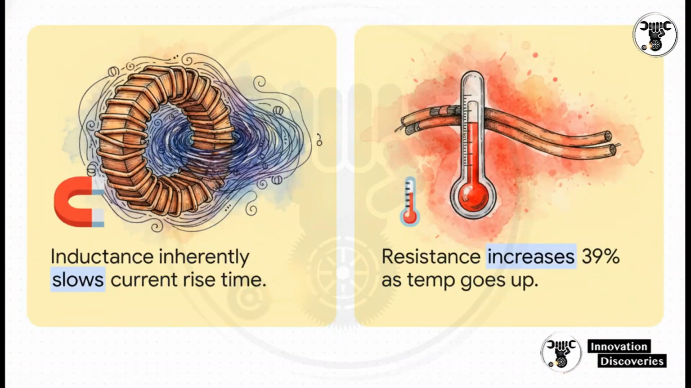And you really have to look at how these two variables fight each other. Inductance inherently slows down the current rise time. It kind of drags out that magnetic force buildup. But then, look at the resistance side of our equation. Copper wire is incredibly sensitive to heat. As underhood temperatures rise from, say, 20 degrees Celsius up to 120 degrees Celsius, coil resistance increases by roughly 39%. That constantly changes your baseline resistance, so the actual physics of the coil are changing just from the engine warming up.